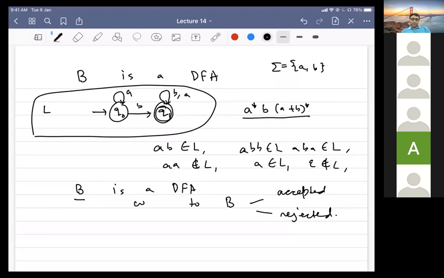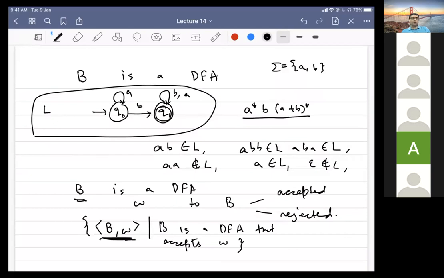So the question is: given any DFA and a string W, and since we cannot put a DFA inside a set, we say: given an encoding of a DFA B and a string W, such that B is a DFA and B accepts W. So this encoding becomes a long string of zeros and ones, right?